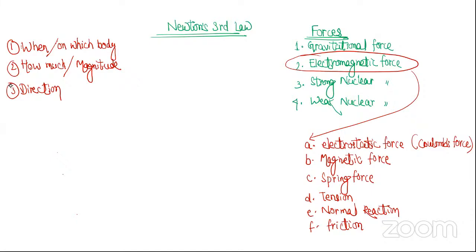So the right understanding is every object in this universe applies gravitational force on every other object in this universe. What did I say? Every object in this universe applies gravitational force on every other object in this universe.